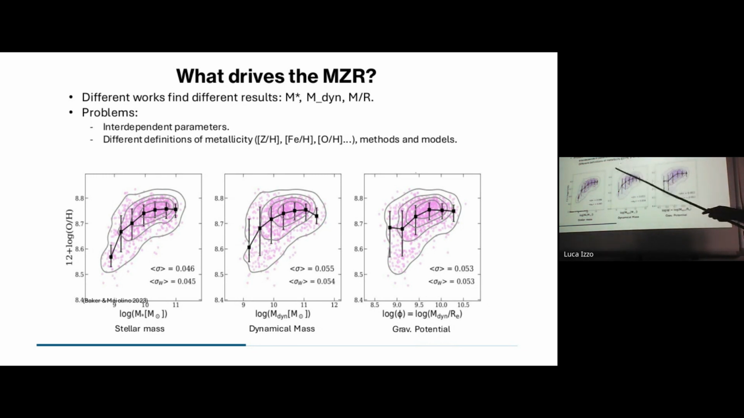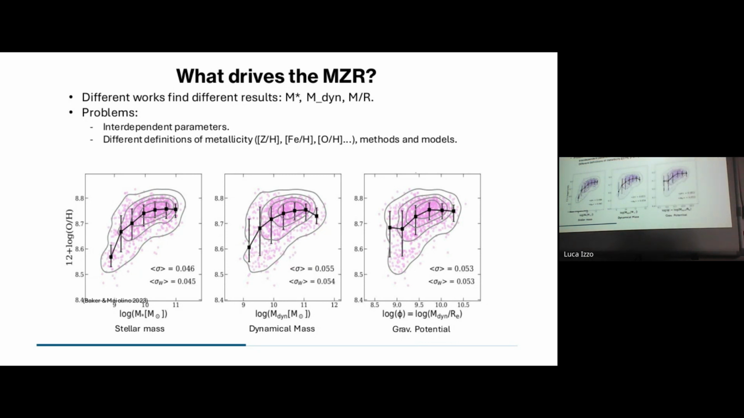For example, all these parameters are actually interdependent, so it's very hard to disentangle the different effects of each parameter. But also, in the literature there are different definitions of metallicity used, whether it's the total metallicity, or the iron abundance, or the oxygen abundance, and also different methods adopted or different models.